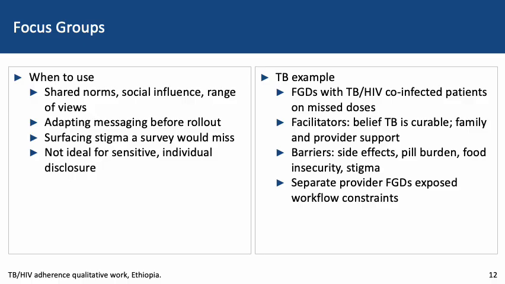So, on to focus groups. We use them when the social dimension of your research is sort of the point of your research. If you're interested in things like shared norms between people, shared values, social influences that might exist across a group, or a range of views in a community, they're great for adapting messaging before you roll something out, and the group setting can surface stigma that an individual themselves might not name directly in conversation.